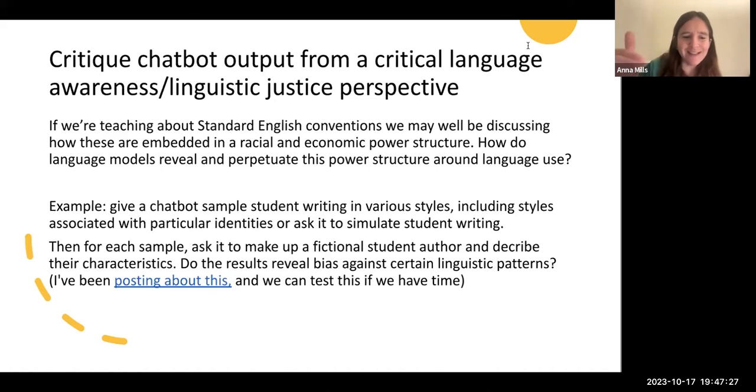Now, other people were testing this on different chatbots and getting different results. One person got all Latina women, one person got all white people on a different system. So this should be done systematically, but we will find evidence of this kind of linguistic bias. And it's a chance to discuss that and expose that with students, I think.